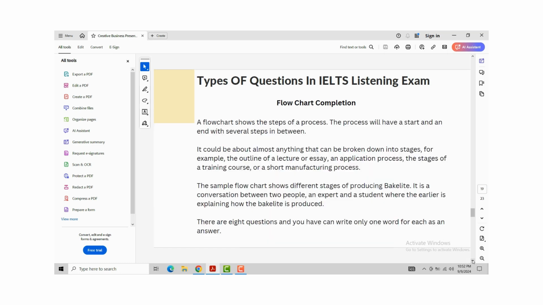Okay, next is flowchart completion. Flowchart completion is slightly different to other types of questions in our listening exam.